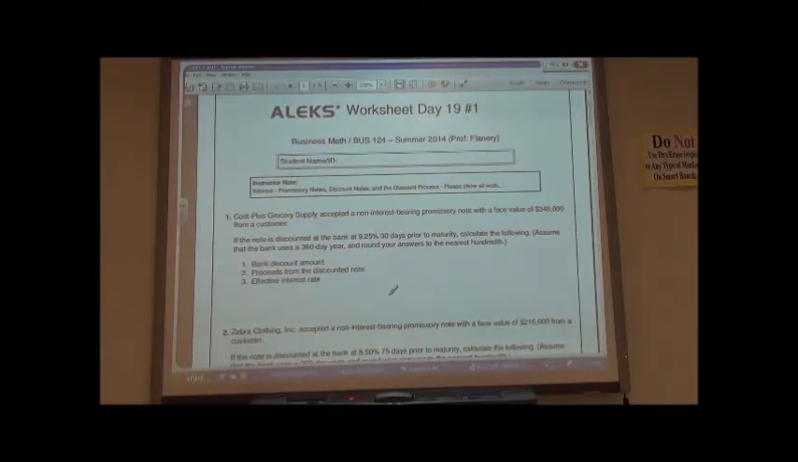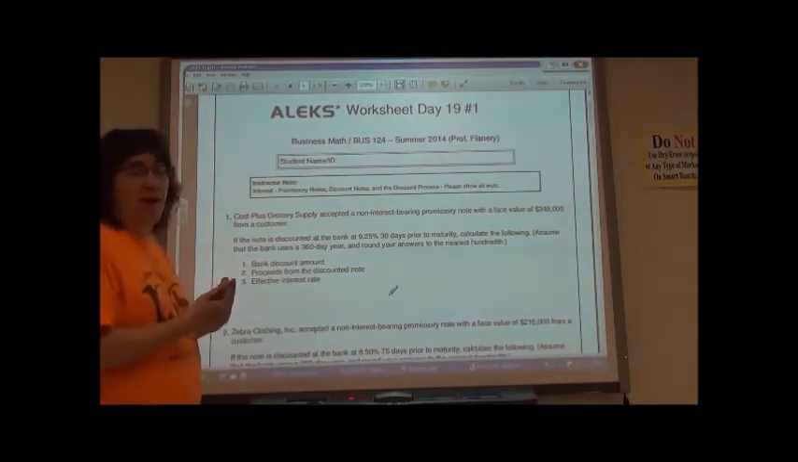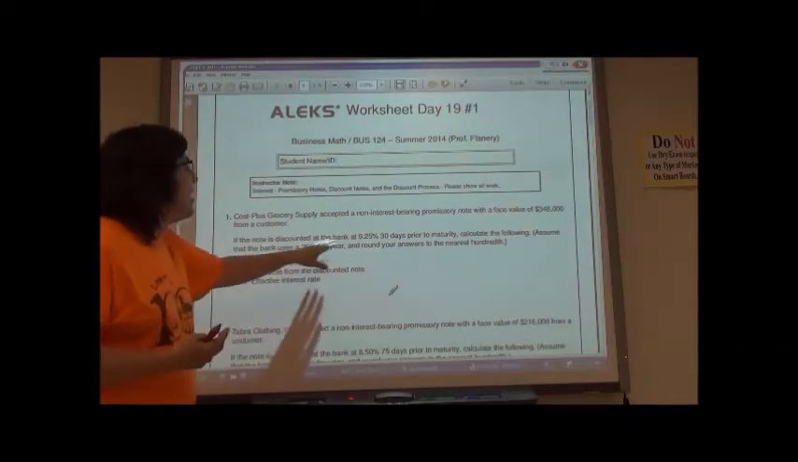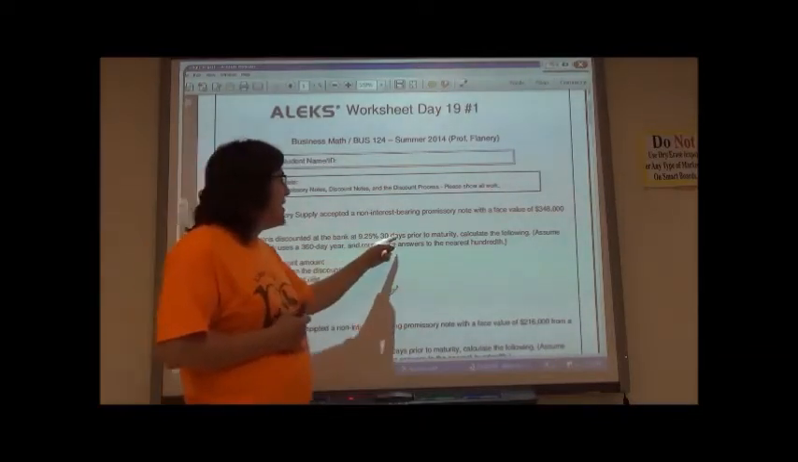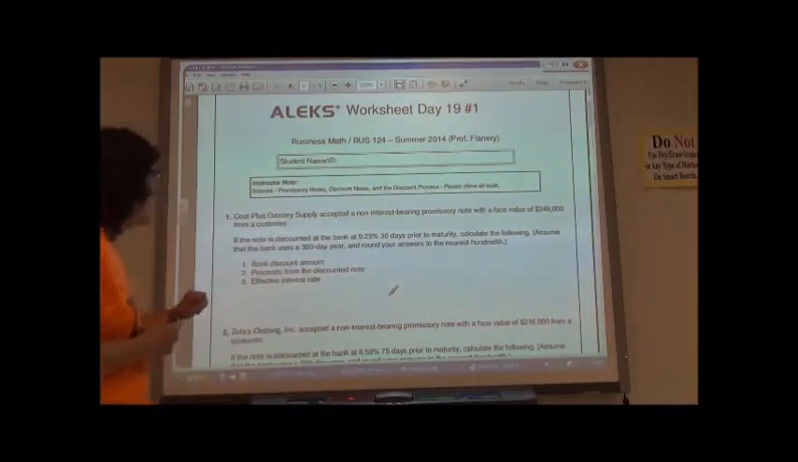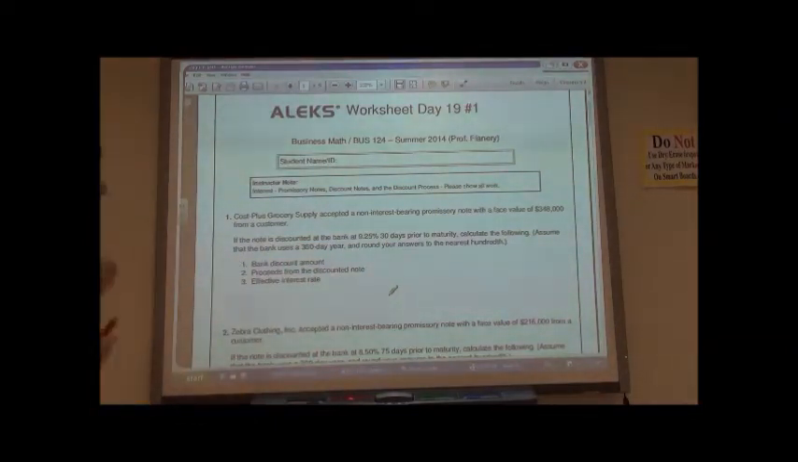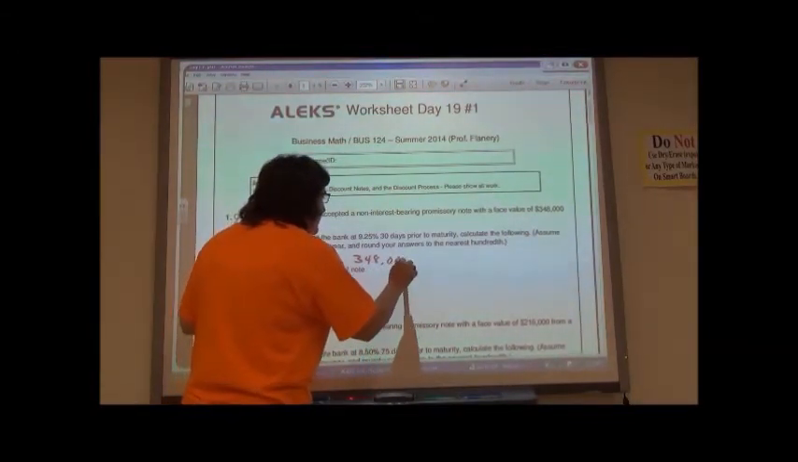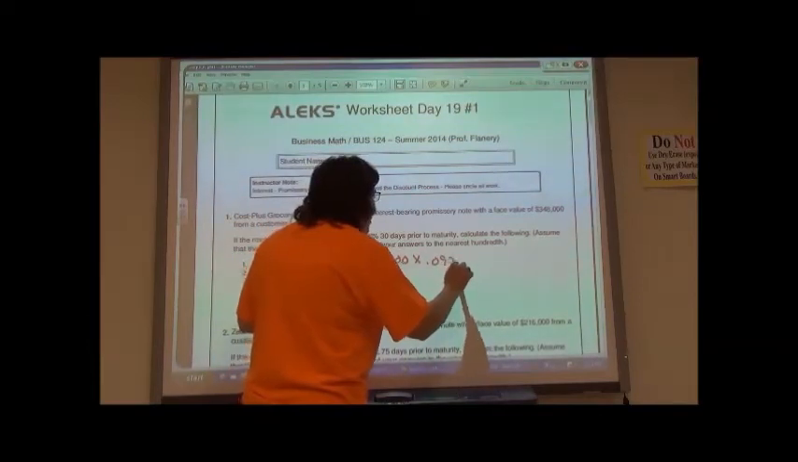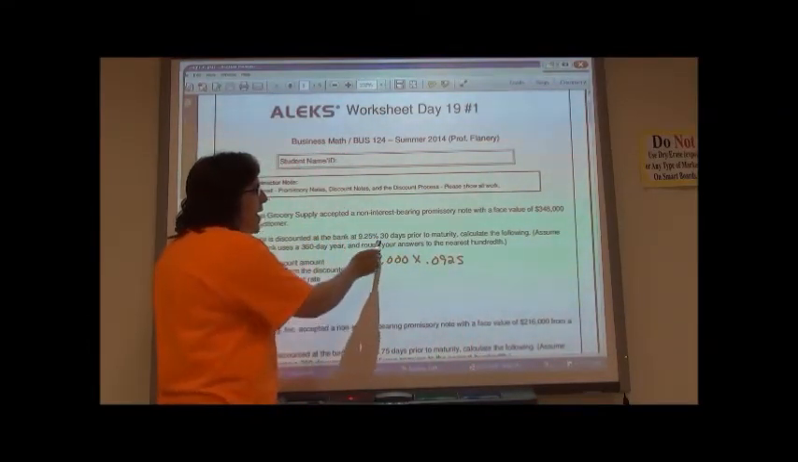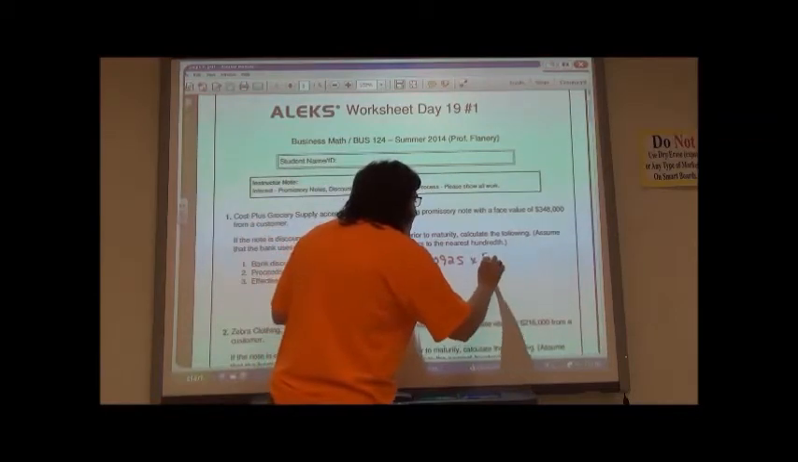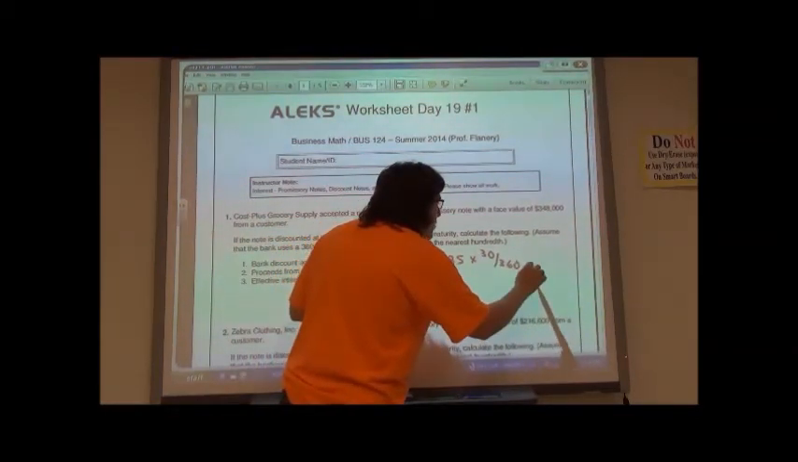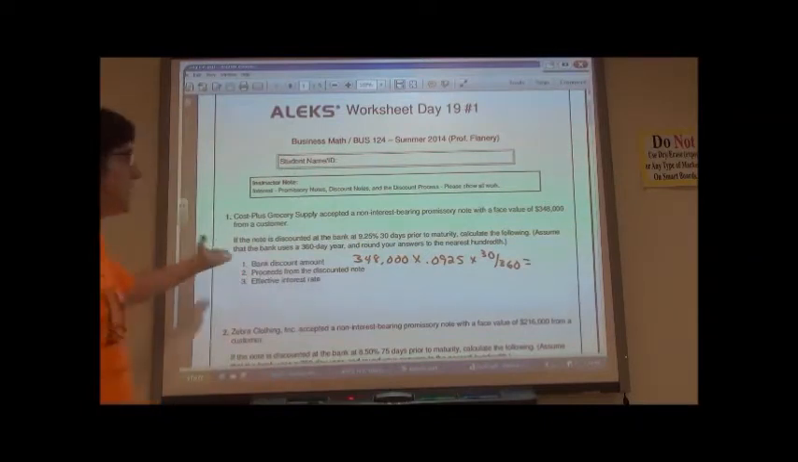If the note is discounted at the bank, that means they're going to subtract off some of the value to take off some of the interest, at 9.25%, 30 days prior to maturity. Calculate the following. So the bank discount amount, we're going to take the face value of the note, $348,000, times the 0.0925 that they're going to discount it, and they're going to have it 30 days out of 360 because we'll use ordinary time, and assume you're using ordinary time if it doesn't say, but this one does say.